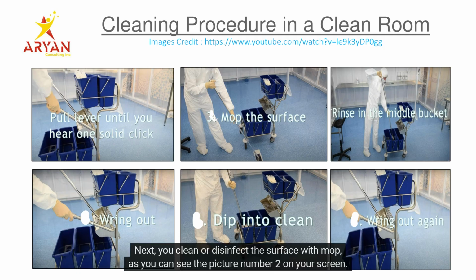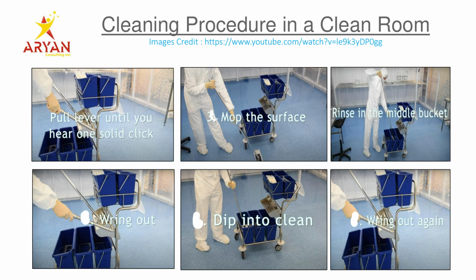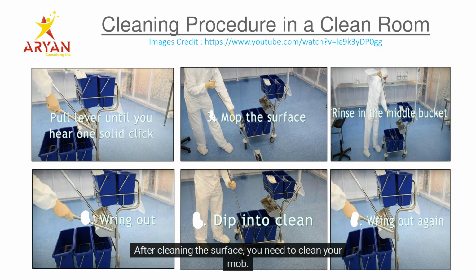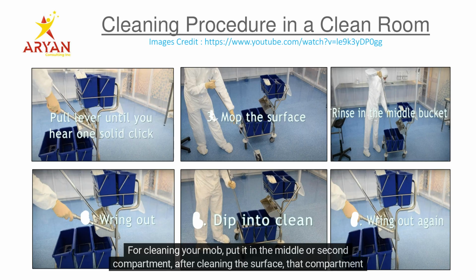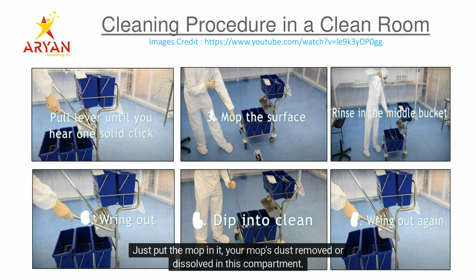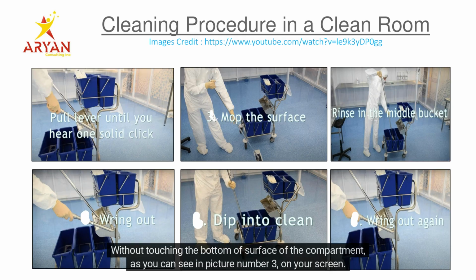next, you clean or disinfect the surface with the mop, as you can see in picture number 2 on your screen. Remember, the cleaning process is important to kill the germs from the surface or floor. After cleaning the surface, you need to clean your mop. For cleaning your mop, put it in the middle or second compartment, also called the rinsing compartment. Just put the mop in it. Your mop's dust is removed or dissolved in this compartment, without touching the bottom surface of the compartment, as you can see in picture number 3 on your screen.